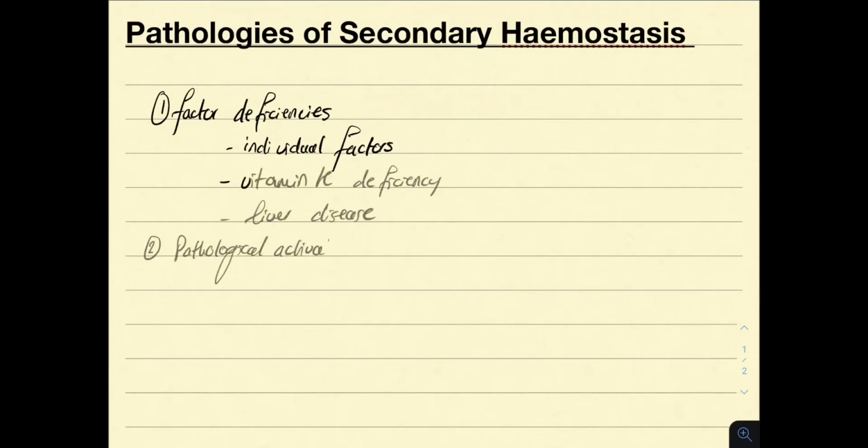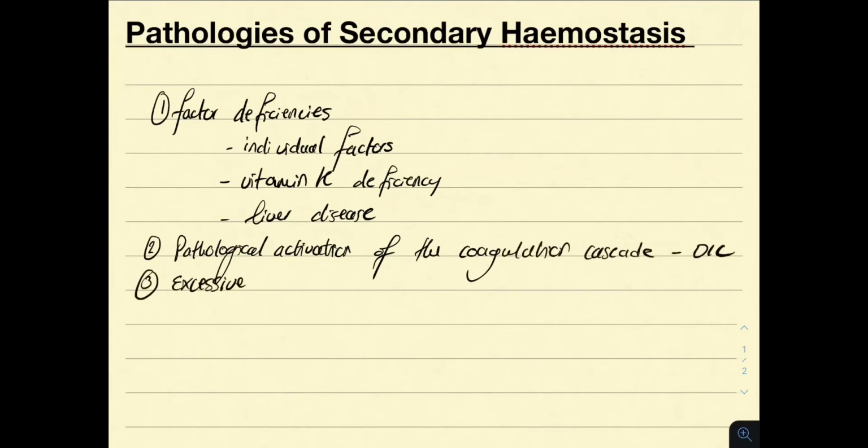So now onto the pathologies of secondary hemostasis. These can be divided based on which part of the secondary hemostasis has been affected. These include, number 1, factor deficiency, including individual factor deficiencies, conditions known as the haemophilias, vitamin K deficiency, and liver disease. Number 2, pathological activation of the coagulation cascade, so a condition known as DIC.